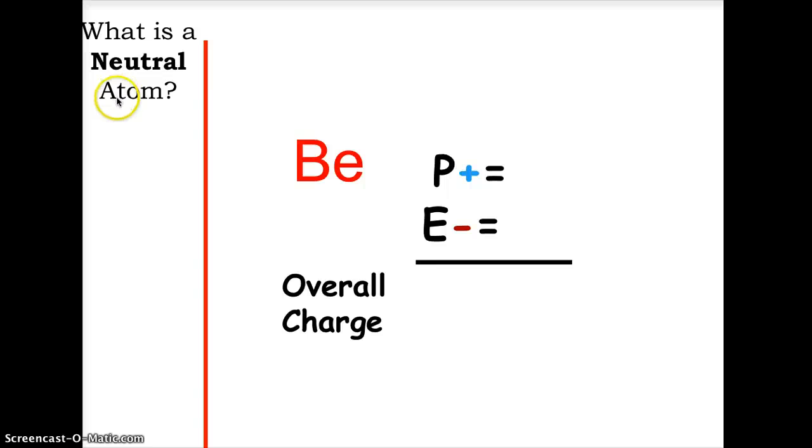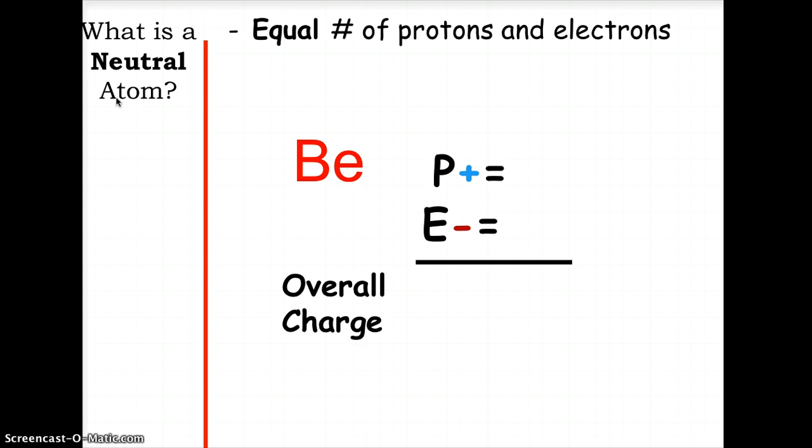So neutral atoms are what we studied in the beginning, the basic proton, neutron, electron, the stuff we learned the first time around. Okay? So as you know, there are an equal number of protons and electrons in a neutral atom. There's no overall charge, so we know that they have to have the same number of positives, which would be your protons, and the same number of negatives, which would be your electrons.